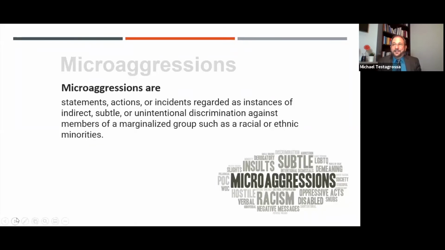Like all of a sudden you see security and it's like, what did they do? They walked in the door. I mean, they are deemed as suspicious. Another one would be a colleague asking a new hire how she got her job, implying that she may have landed it through affirmative action or a quota system.